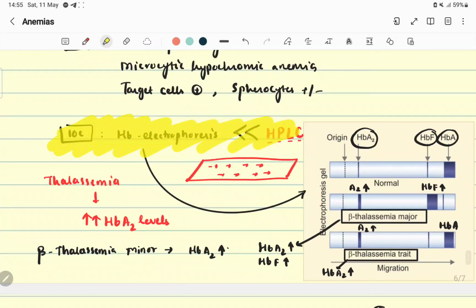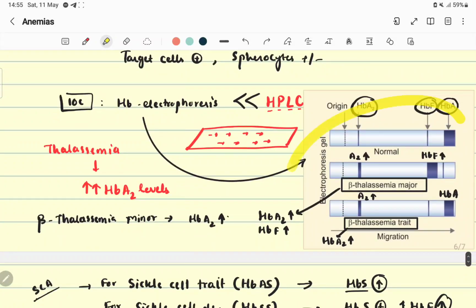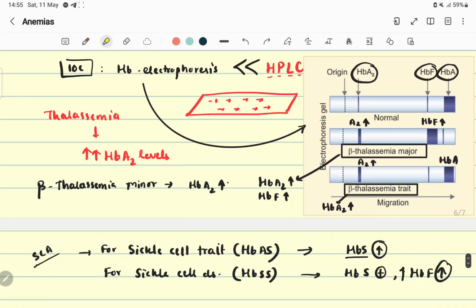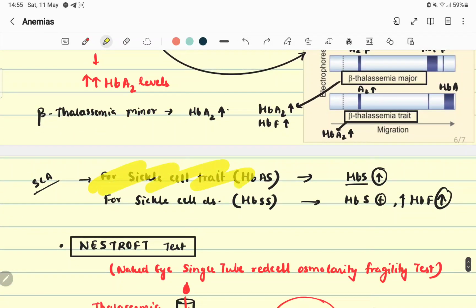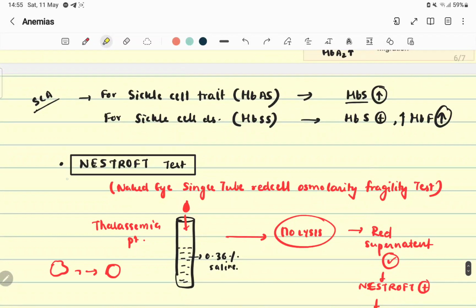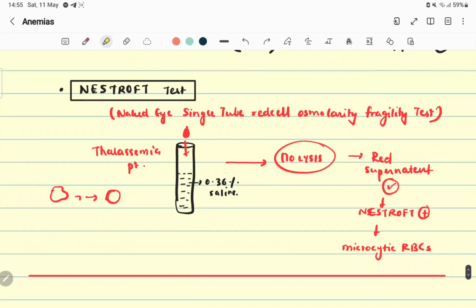Investigation of choice is HB electrophoresis, you can see. So in beta thalassemia major we'll have HbA2 and HbF increasing, minor will have HbA2 only increasing, and trait will have HbA2 only increasing. For sickle cell trait we have HbS increasing, and sickle cell disease will have HbS and HbF increasing, right? The NESTROFT test we know: naked eye single tube red cell osmotic fragility test.